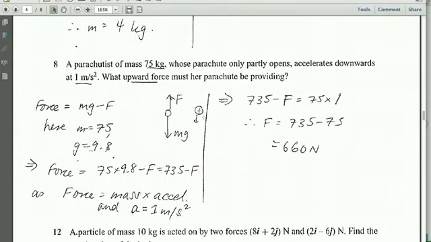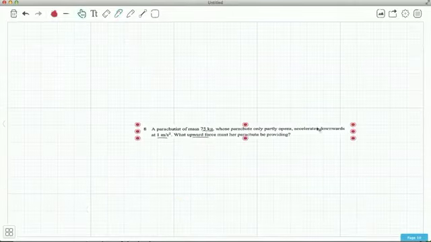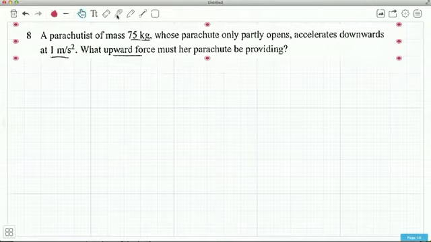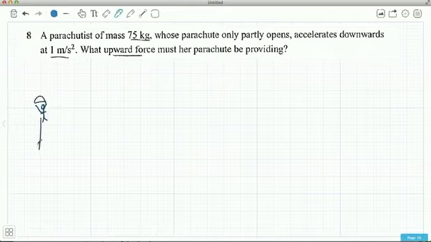With this next one, 8, we're looking at a slightly more complicated situation, which is the parachute person. So we'll have a look at this one with a picture. The physics in here really is helped by drawing pictures, I find. So we've got a person parachuting, and they have a mass of 75 kilos. 75 kilos represents a weight of 75 g, or 75 times 9.8. The parachute only partly opens. They accelerate downwards at 1 meter per second squared.